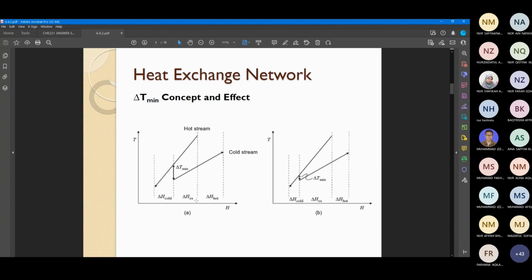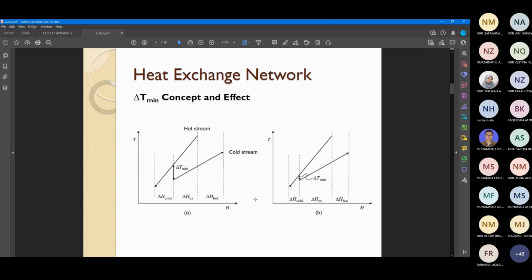But to have the process integration, you're going to have a heat exchange network, where you can save energy that will be required by the process. At the same time, you can increase the profit for the production. There are many ways to look at it. So the delta T minimum here represents the delta T pinch that you're going to deal with.